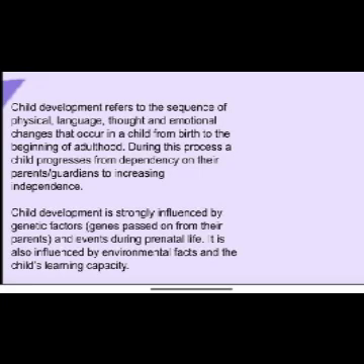Child development is strongly influenced by genetic factors, genes passed on from their parents, and events during prenatal life. It is also influenced by environmental factors and the child's learning capacity.